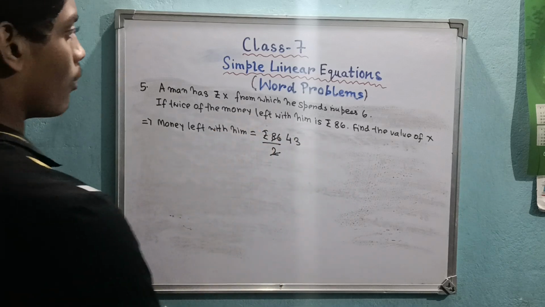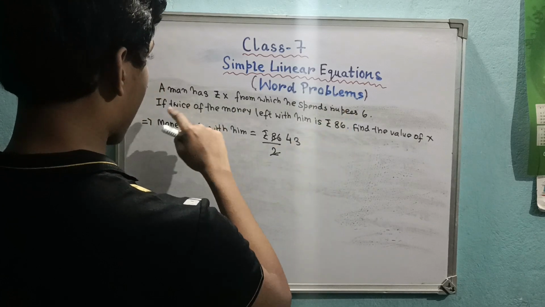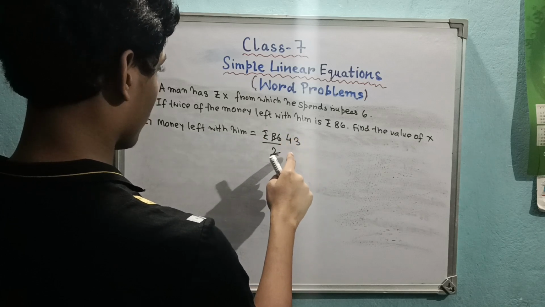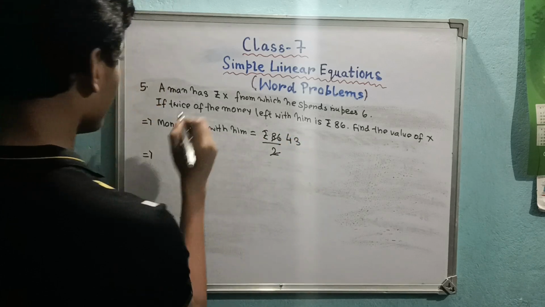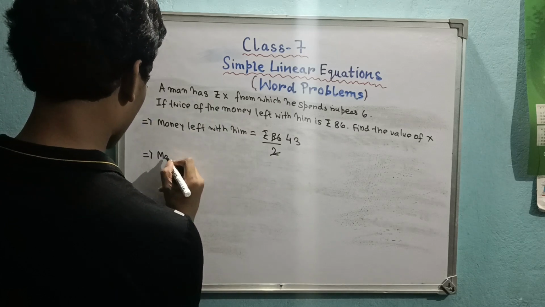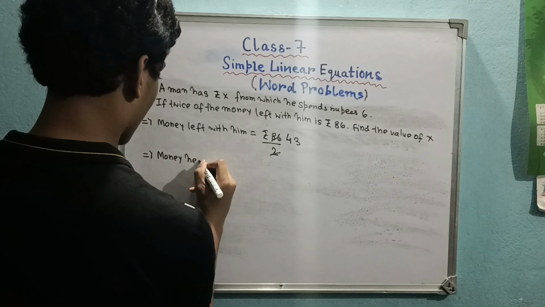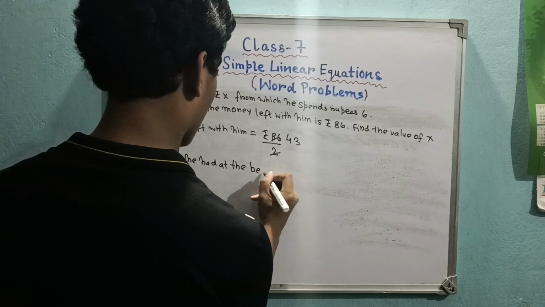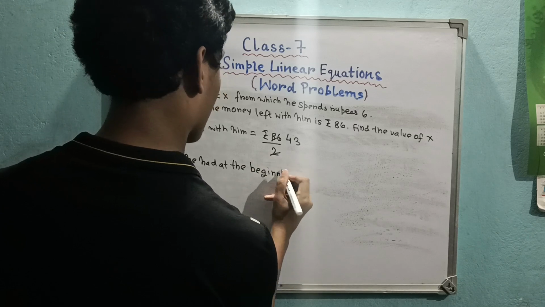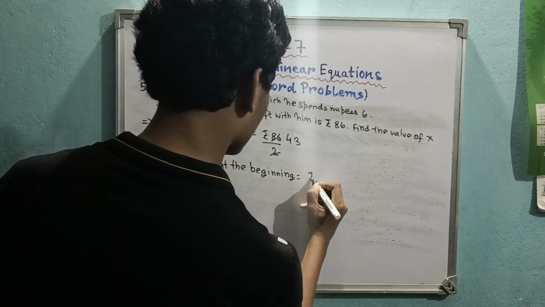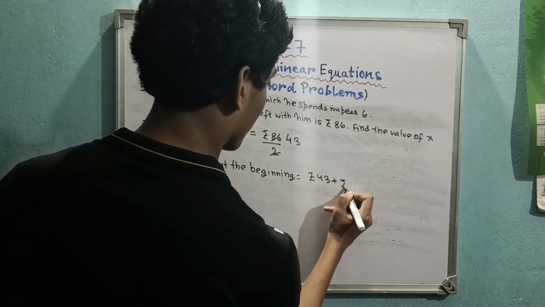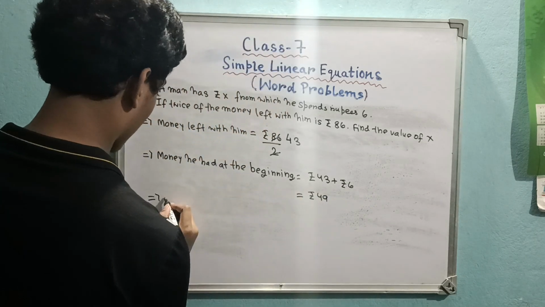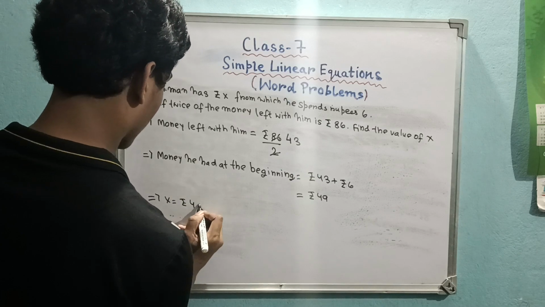Okay. Now he also has spent 6 rupees. After spending 6 rupees from this value of x, we had rupees 43 left with him. So what money did he have at the beginning? Money he had at the beginning will be equal to nothing else but rupees 43 plus rupees 6, which is equal to rupees 49, or x equals rupees 49.